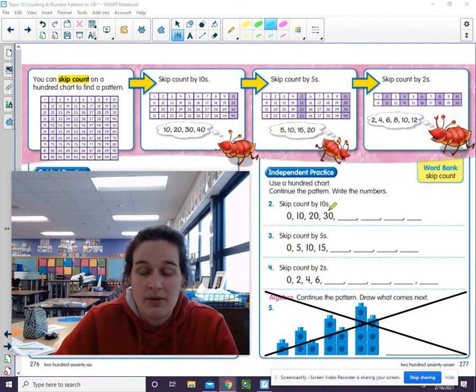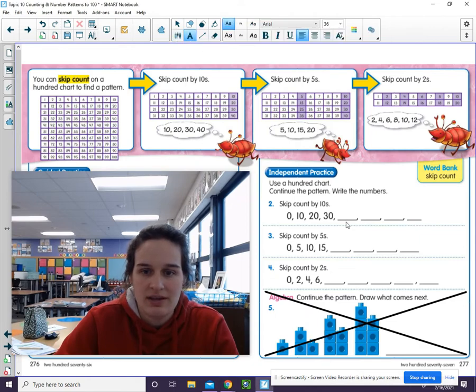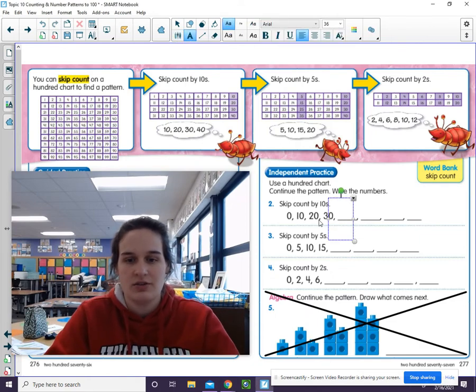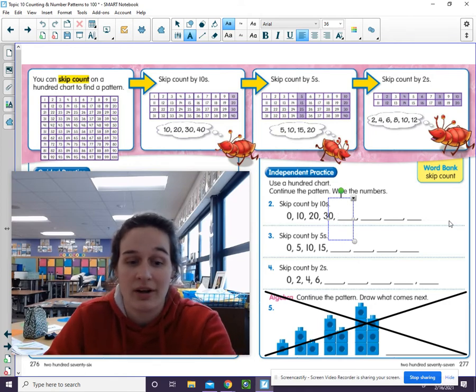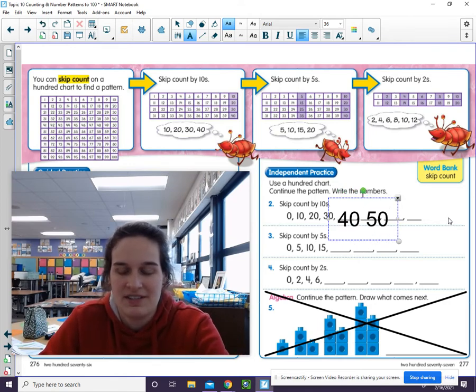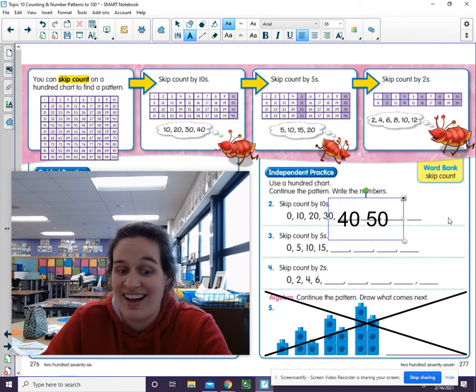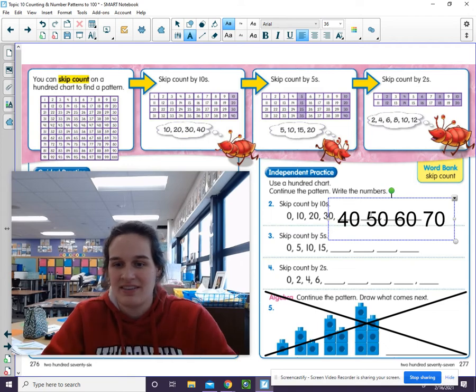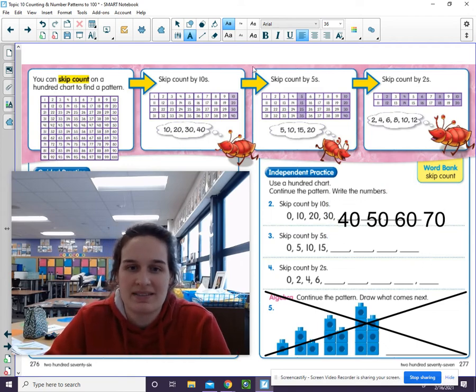We're going to skip count by tens here. Go ahead and skip count with me. So we have 0, 10, 20, 30. What comes next? 40, 50, 60. What's last? 70. There were 4 spots, so we filled in those 4 spots.